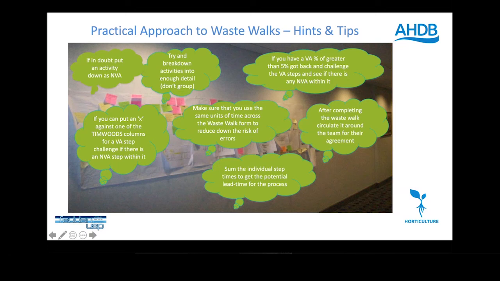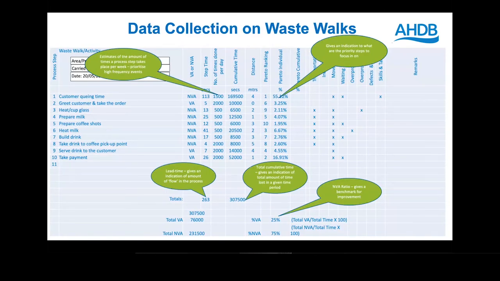If you can see a value add step that's got a cross against it through one of the tin woods, then challenge that. As I mentioned earlier, by definition, that means there's some non-value add within that step, or it's been categorized incorrectly. So just go back, challenge it, and see whether you can break it down even further. And then add up all the individual step times, and that will give you your overall lead time for the process, which you can use as a metric for before and after, so you can see what improvements you've achieved on the process itself.